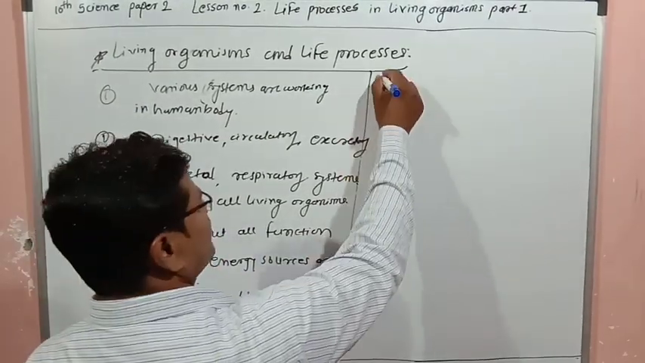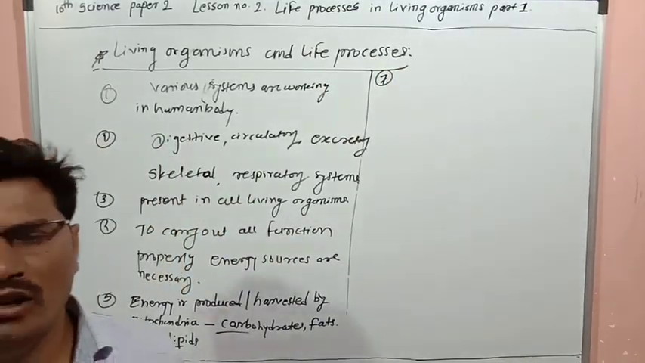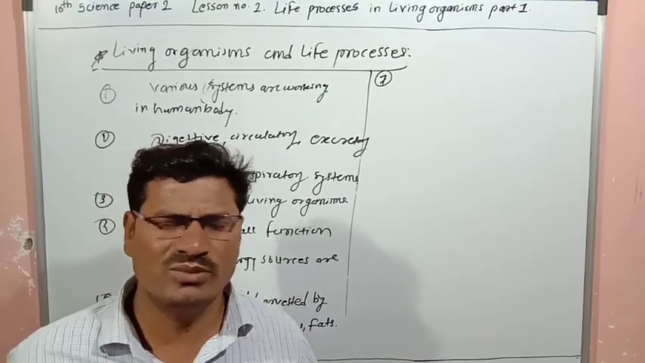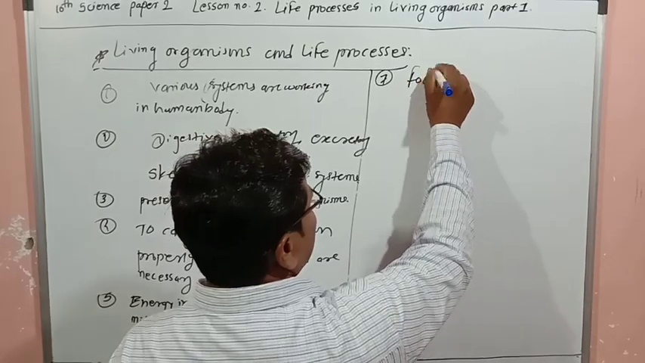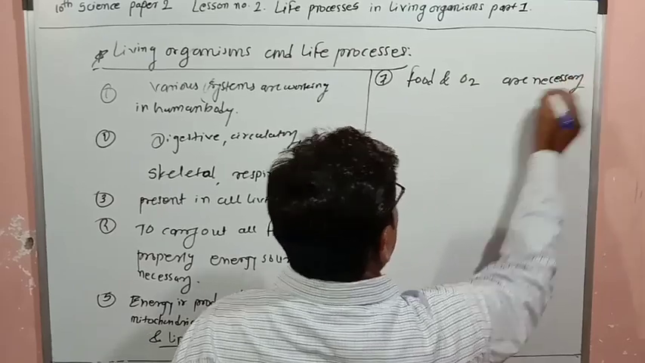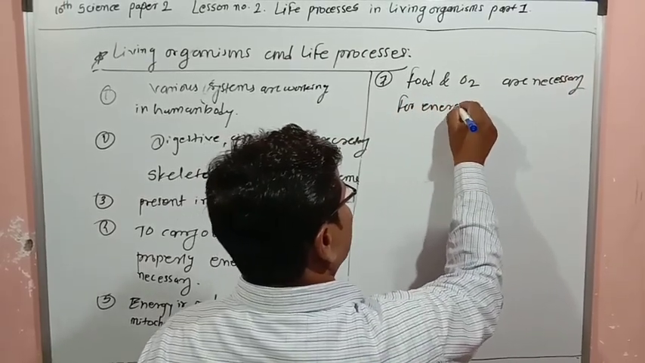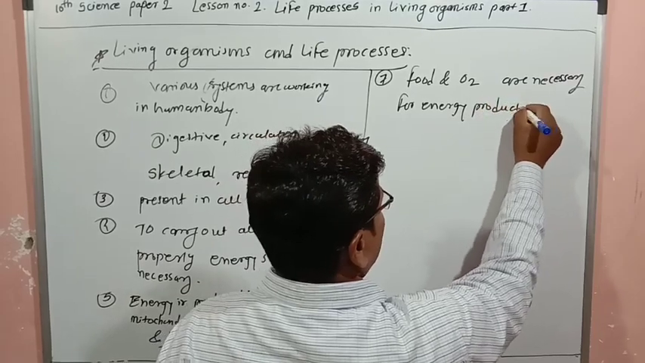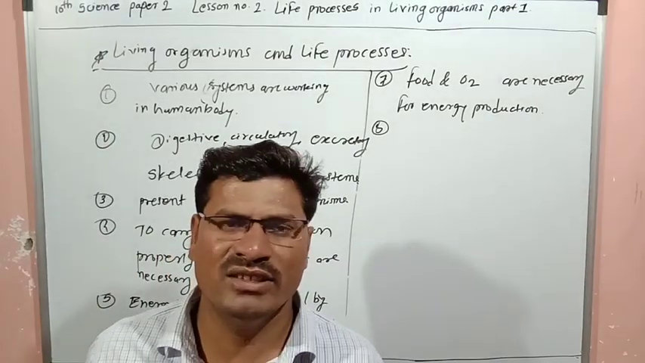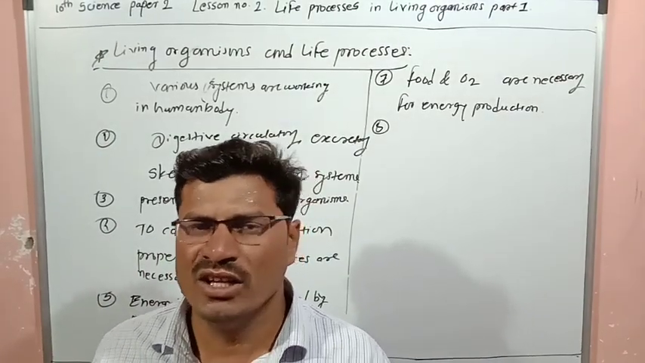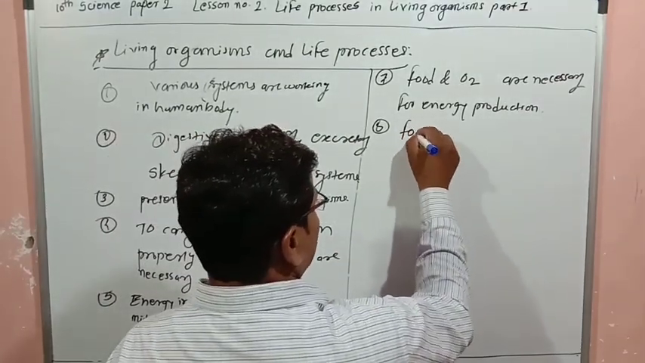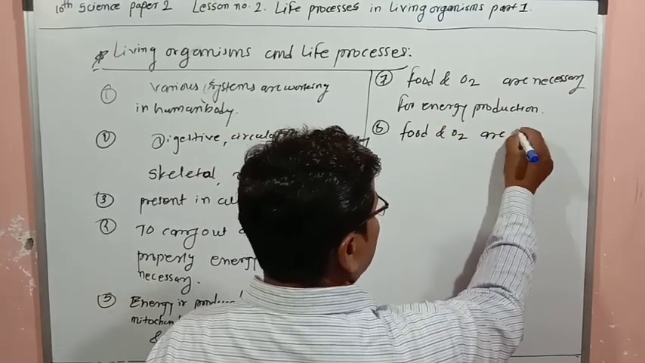Seventh point: along with food, oxygen is also necessary for energy production. Food and O2 are necessary for energy production. And the next thing is that this digested food and oxygen is supplied to cells and tissues with the help of the blood circulatory system.